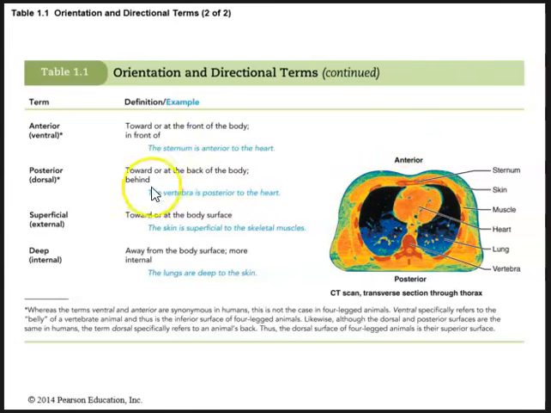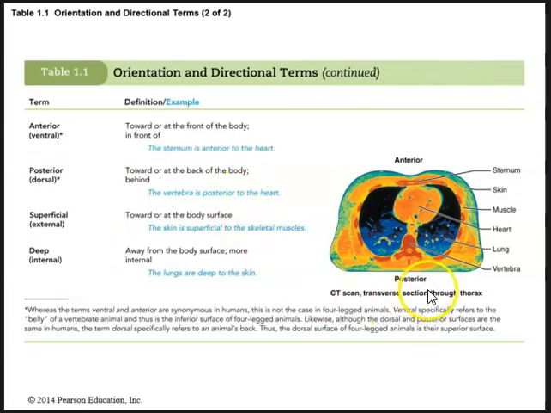Okay, so another name for anterior is ventral. So ventral means towards the front, or in front of. Opposite of anterior is posterior, which means toward or at the back of the body or behind. Another word for posterior is dorsal. So think of the dorsal fin of a dolphin. This is located on the back of the dolphin. So an example of posterior, the vertebra is posterior to the heart.